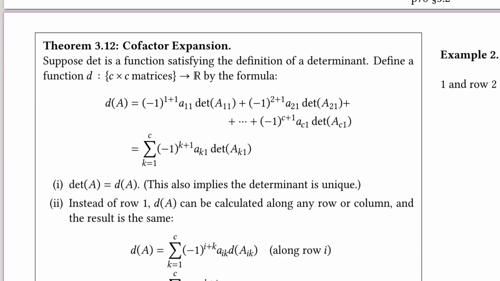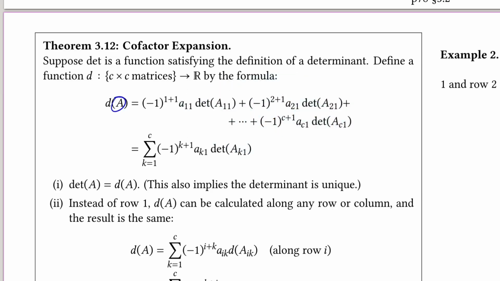Now we have this big messy formula for this function d, which is based on a determinant, but the idea is we're supposing that det is a function satisfying the definition of a determinant, and then d is a function that it turns out is also going to be equal to the determinant, but we define d in terms of smaller matrices. So if you start with the determinant of a 3 by 3 matrix A, we're going to use determinants of these smaller 2 by 2 matrices to calculate it.